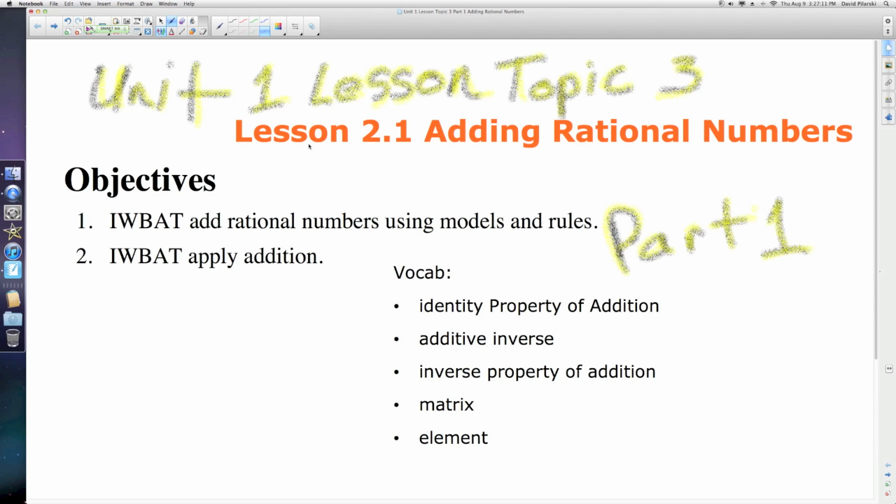We're working out of Pearson Algebra 1, and this is Section 2.1 from that textbook, copyright 2009, adding rational numbers. Now, this is Part 1 of Lesson Topic 3 from our curriculum. Our objectives today: I will be able to add rational numbers using models and rules. The second objective, I will be able to apply addition. Important vocab for today: the identity property of addition, the additive inverse, the inverse property of addition, matrix and element. Let's get this math party started.